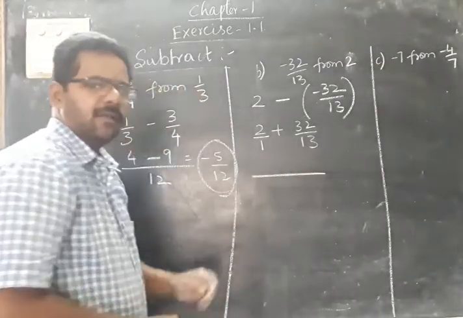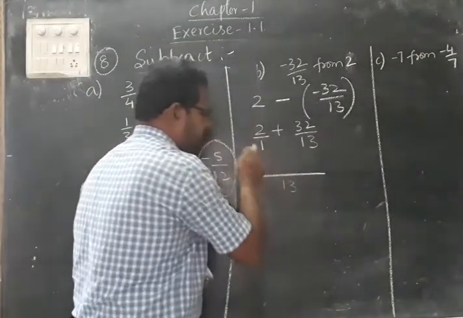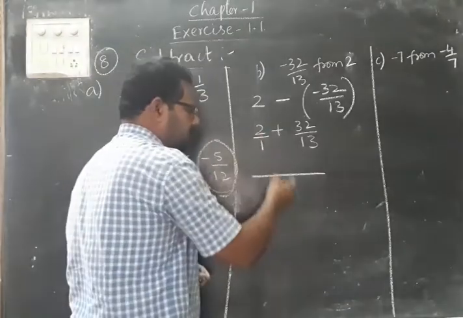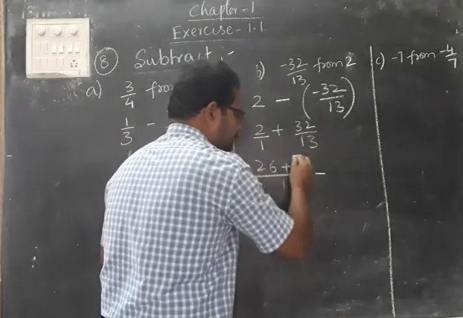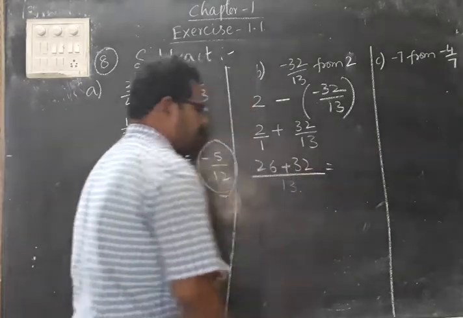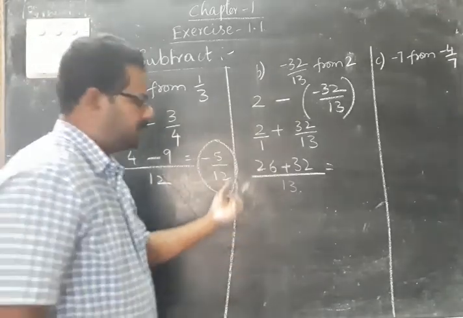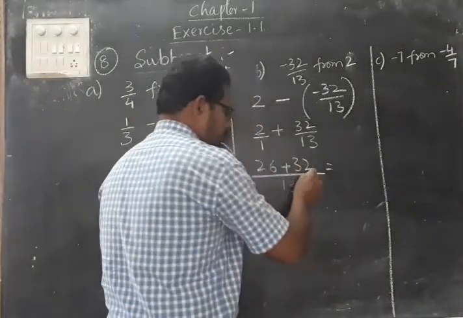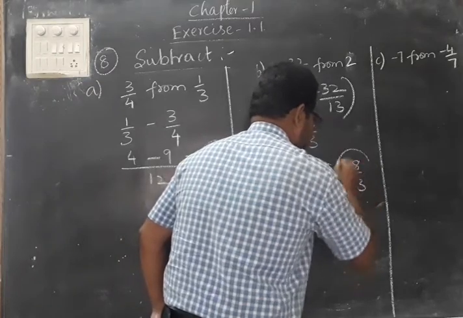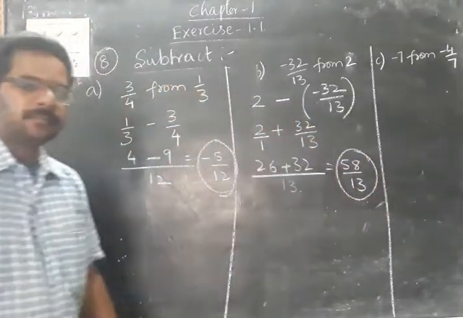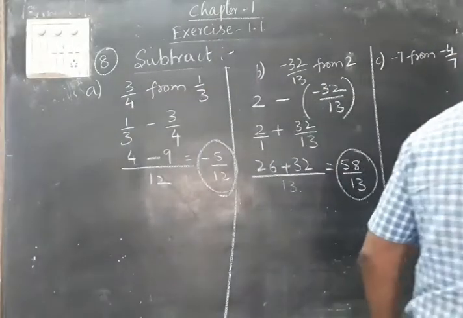1 and 13. For these two, if you take the LCM, 13 is the LCM. 13 ones are 13, 2 thirteens are 26. 13 ones are 13, 32 ones are 32. So if you add these two, it's actually subtraction, but it converted into addition. 26 plus 32 is equal to 58 by 13 is the answer. Okay, for the second one. Next, coming to third one.